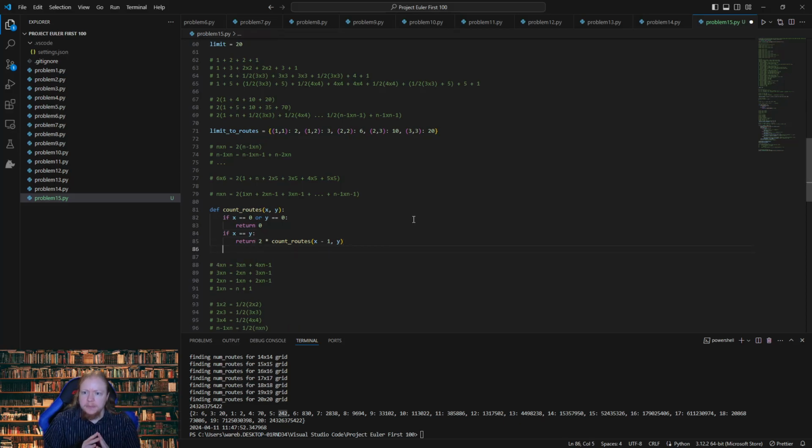thinking about this. So if x equals y, let's say that's 2 by 2. Let's say we threw 2 by 2 in here. X equals y, we want to return 2 times 1, 2. So when we come in with a 1, 2, that is a 1 by n, which is just n plus 1.